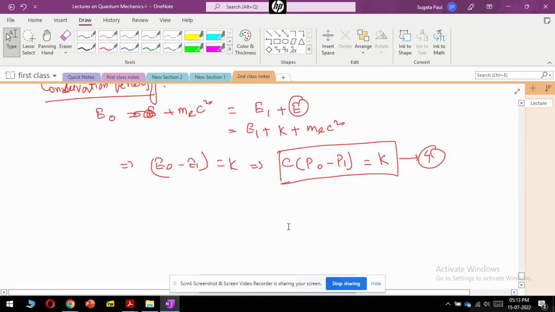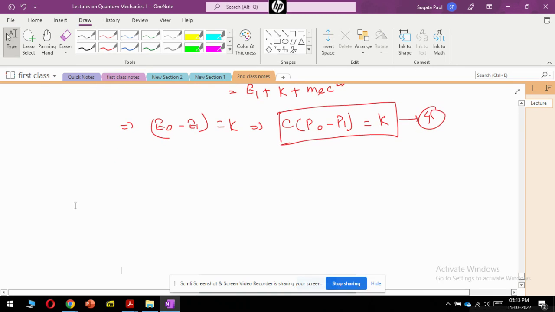And then moving forward, we know that the total energy of the electron is equal to the root over p² c² plus m0² c⁴. So if we just take the square of that, we will obtain p² c² plus m² c⁴ equal to E². That is the total energy of the electron.